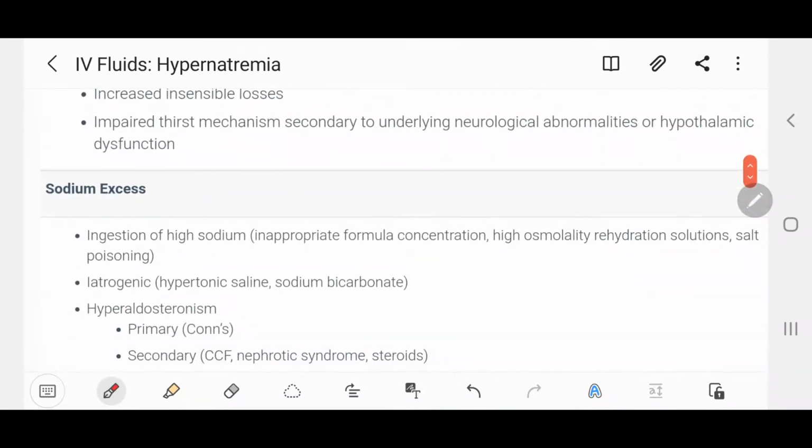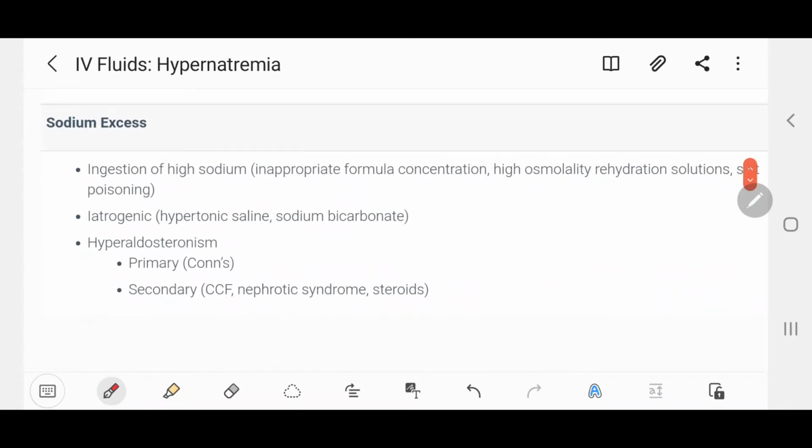Okay, the other cause for hypernatremia is sodium excess. So the first one is water deficit, the second one is sodium excess. And that can be due to ingestion of high sodium, inappropriate formula concentration, high osmolality rehydration solutions, or salt poisoning. Or it could be iatrogenic through hypertonic saline and sodium bicarbonate, and hyperaldosteronism, primary as in Conn's and secondary as in CCF, nephrotic syndrome, and steroids, where CCF refers to congestive cardiac failure.